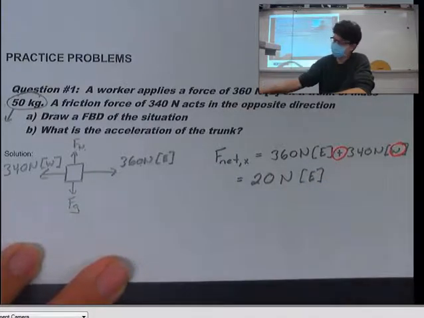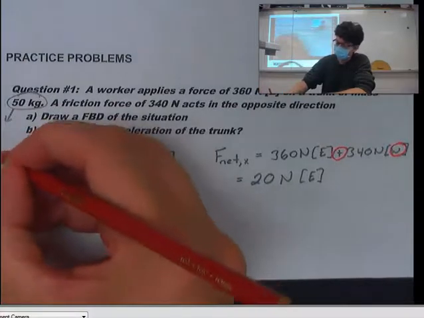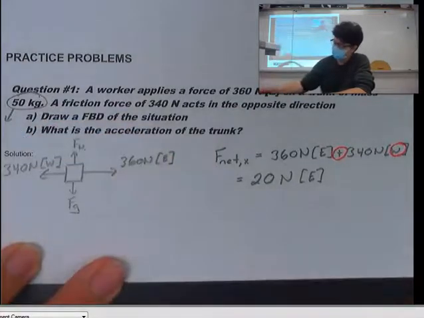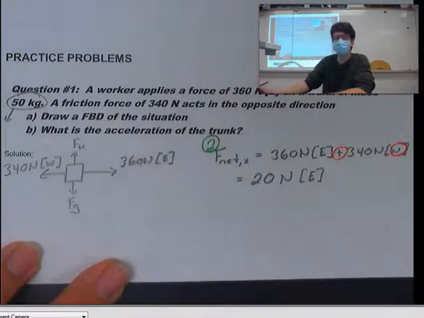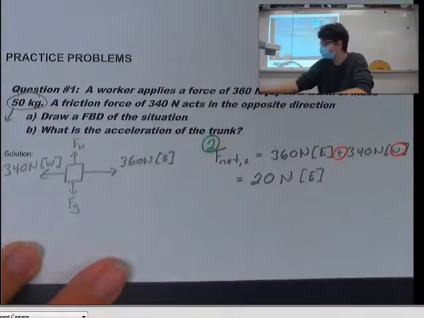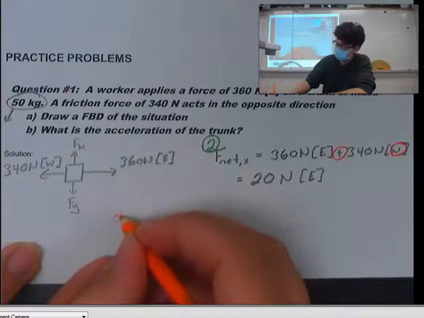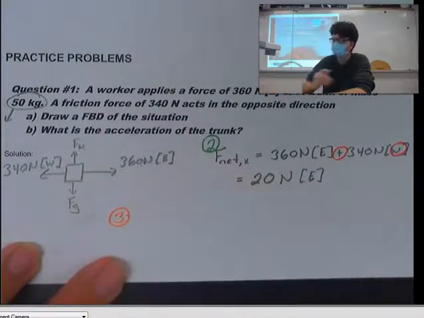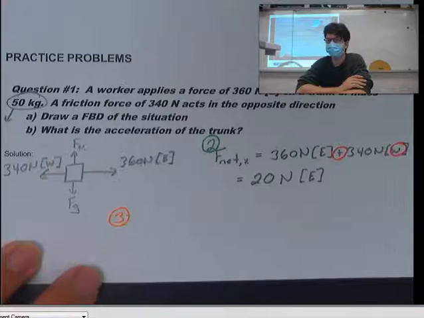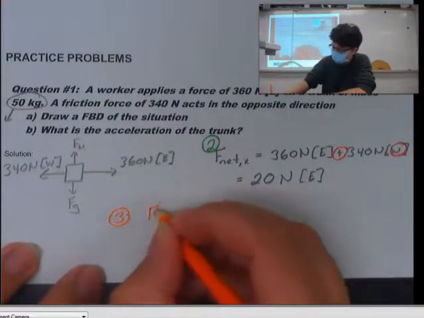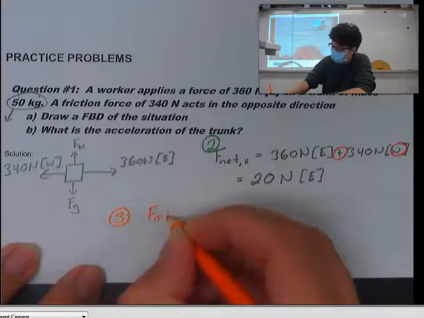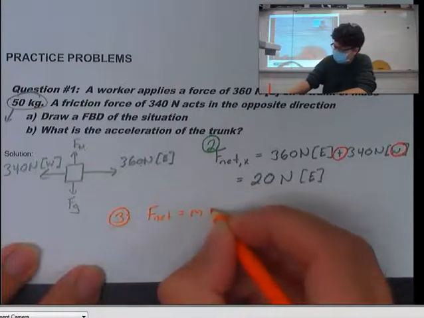Alright, so we did our first step, which was drawing a free body diagram. We did our second step, which was finding net force. Our third step is going to be finding acceleration. And to find acceleration, we need to apply Newton's second law, where F net equals mass times acceleration.